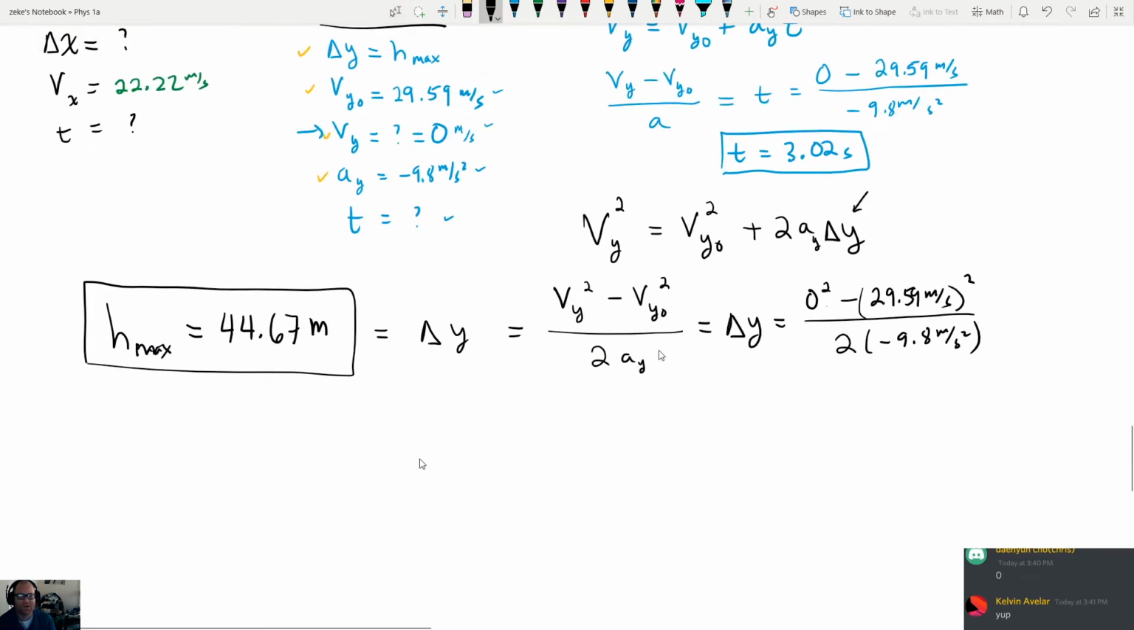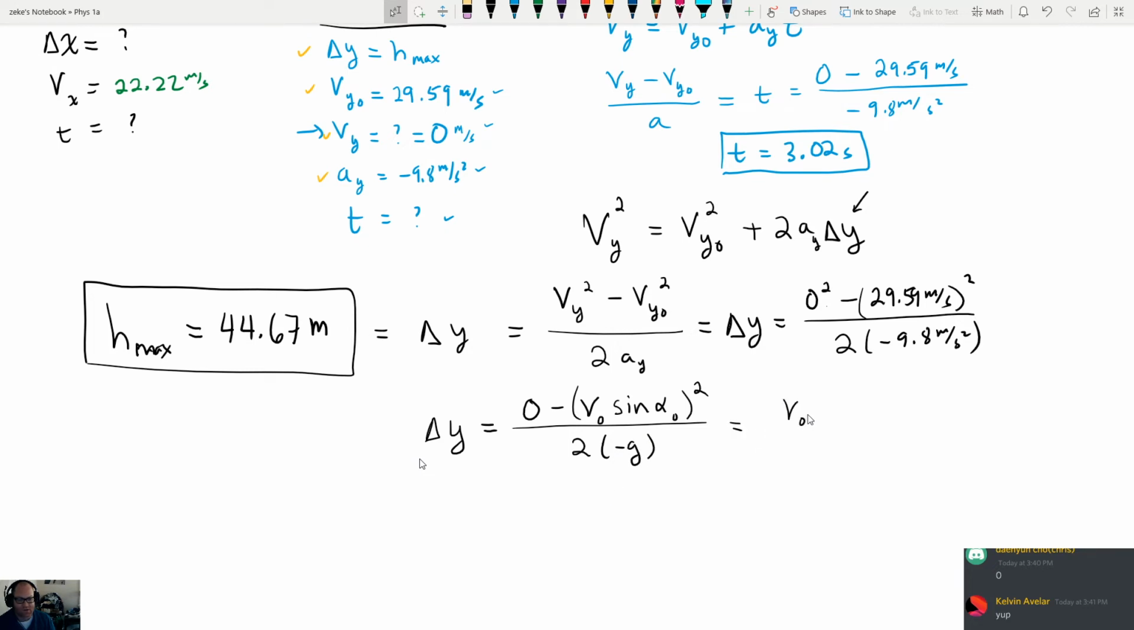Another thing you can do is if you look at this equation right here, there's actually another way that we can write it. So delta y is equal to, this was 0, minus Vy initial. We have this other way of writing that, right? Which is V initial multiplied by the sine of the initial angle, which in this problem was called alpha naught, so we'll use that. This whole thing gets squared, and you divide by 2 times negative g, because the acceleration in the y direction is negative 9.8. And then this expression looks like this. You get v initial squared, sine squared alpha initial, which is the initial launch angle, divided by 2g, and this is your maximum height.